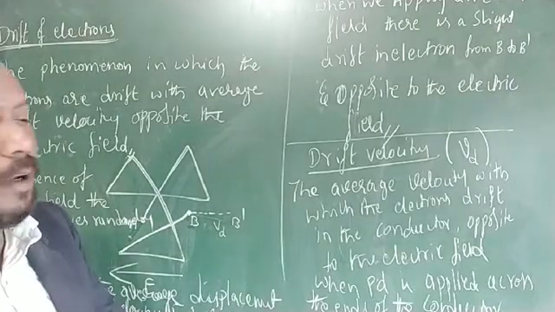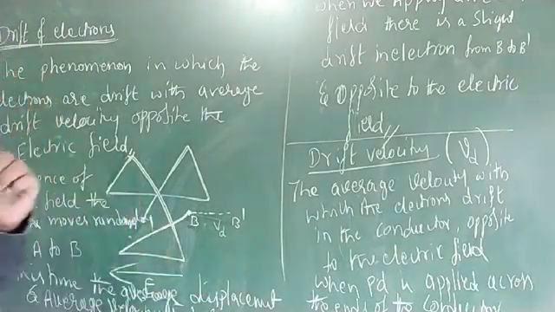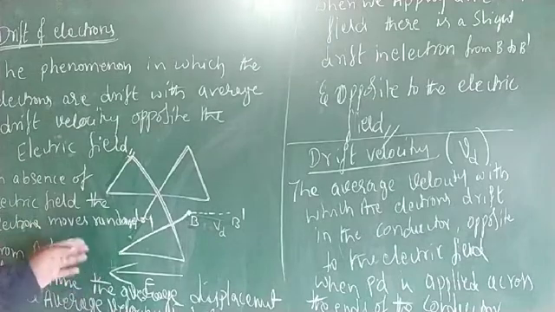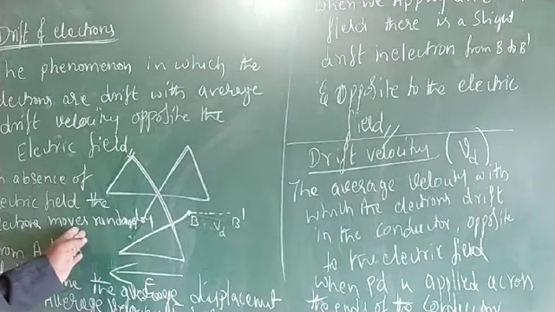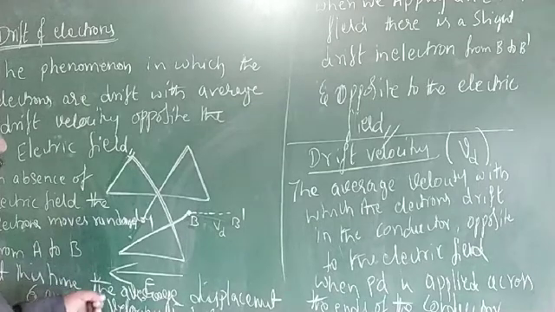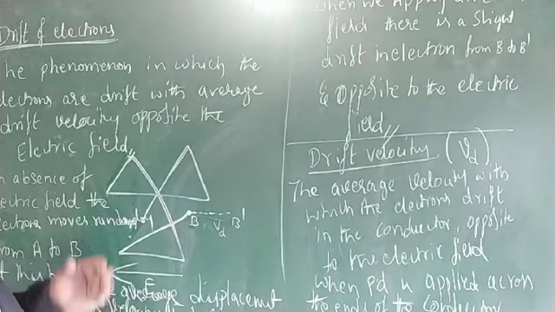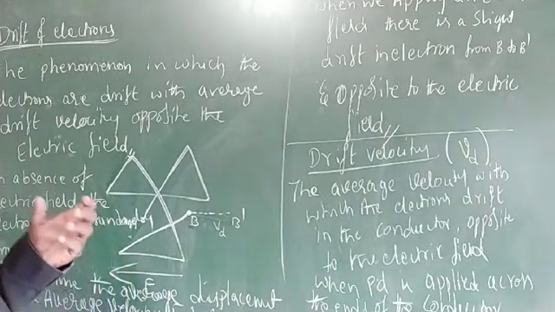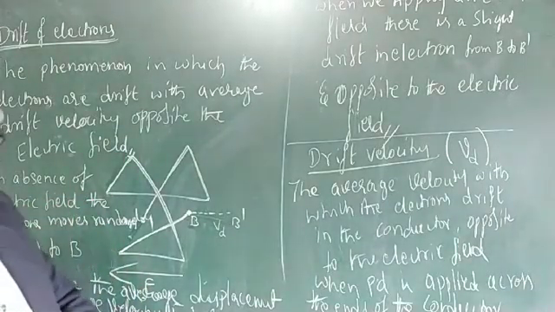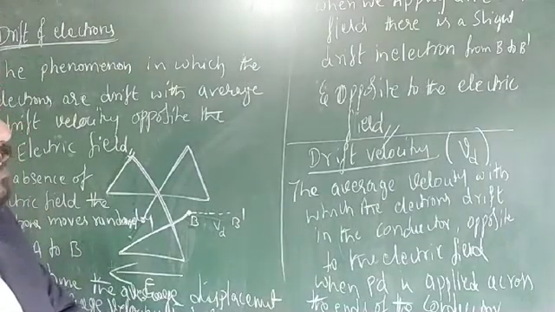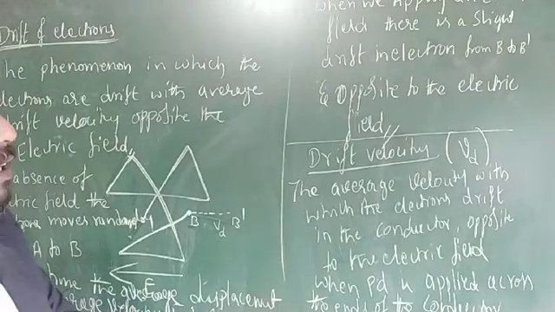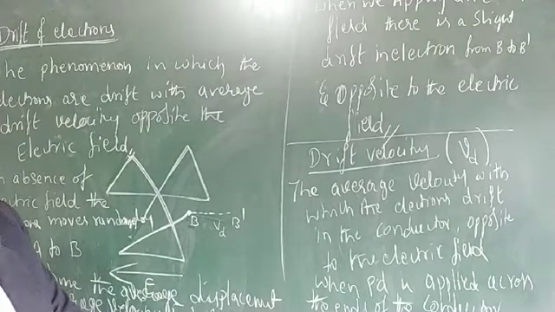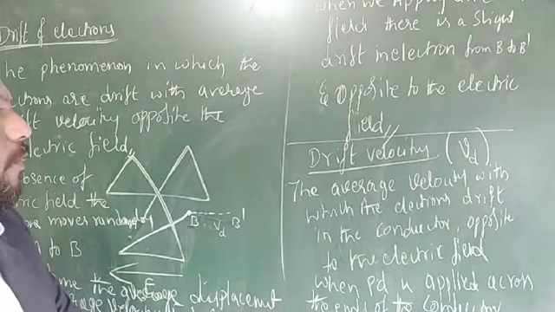In the absence of potential difference, the free electrons move randomly and collide with the nearest atoms. At that time, the average velocity and average displacement is zero. When we apply a potential difference across the ends of the conductor, the electrons drift towards the positive terminal of the battery with some average velocity. That average velocity is called drift velocity.